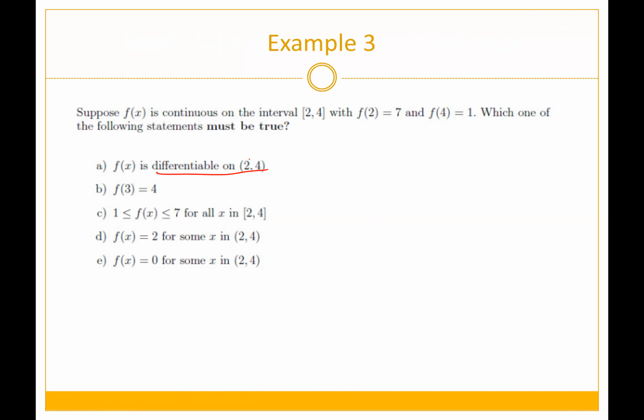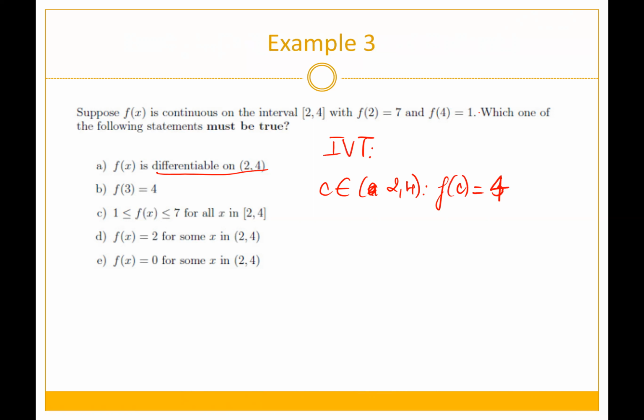And you have f of 3 equal to 4. Now, based on the intermediate value theorem, one thing that you can conclude is that there always exists a c in this interval from 2 to 4 such that f of c is equal to 4, because 4 is squeezed between 7 and 1.